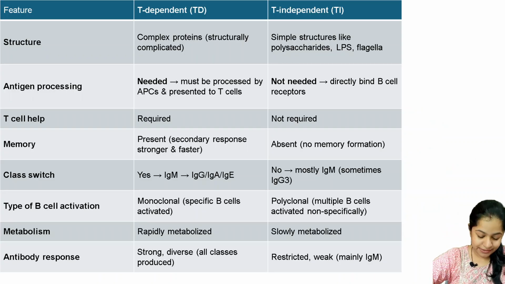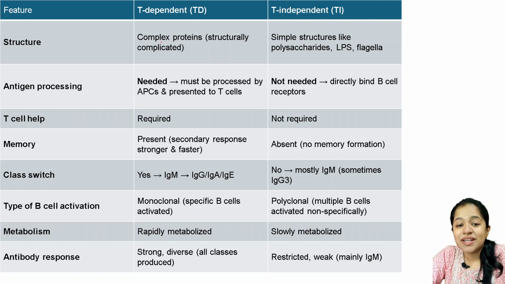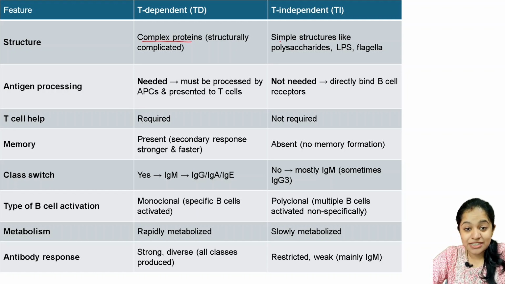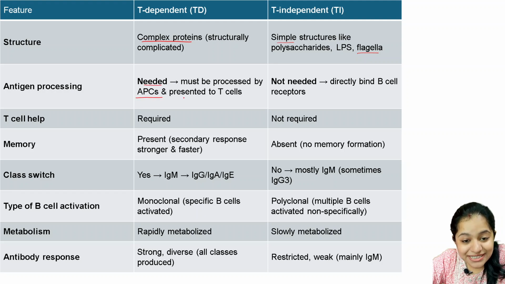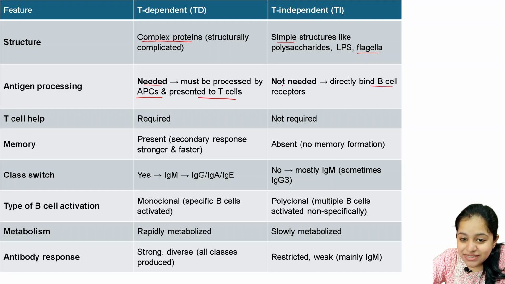Now let's see the difference. So for your T dependent antigen, the structure of the antigen is a complex protein. Okay, it's more commonly encountered. It's structurally complicated. T independent, these structures like your polysaccharide, flagella, capsule are simple structure. They are not complex. Antigen processing for your T dependent, it's needed, must be processed by antigen presenting cells and presented to the T cell. T independent, not needed. Directly bind to B cell receptors.